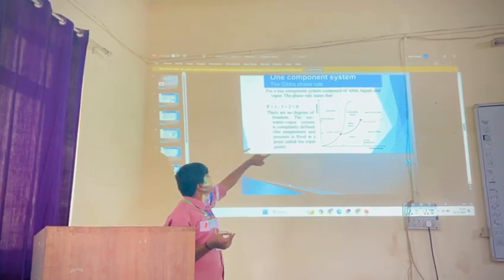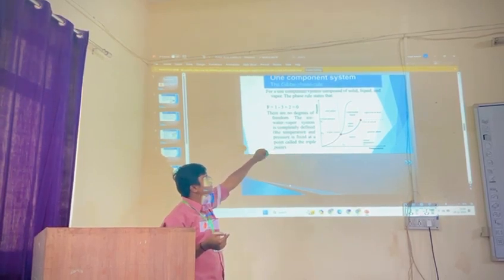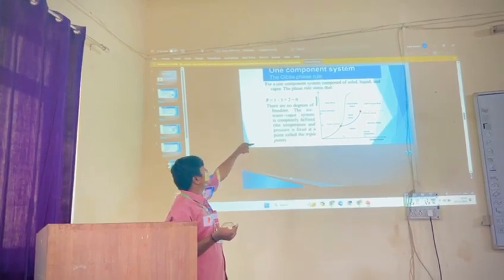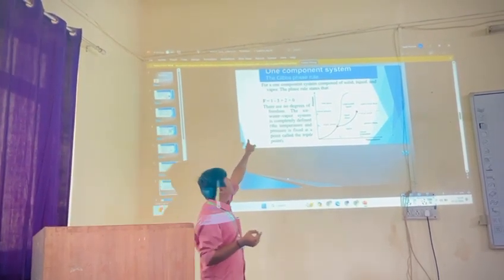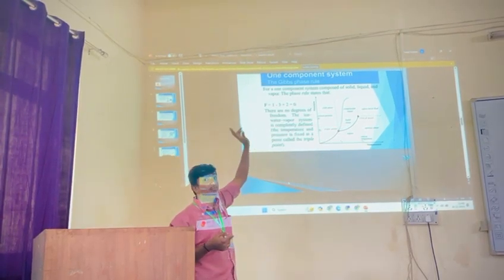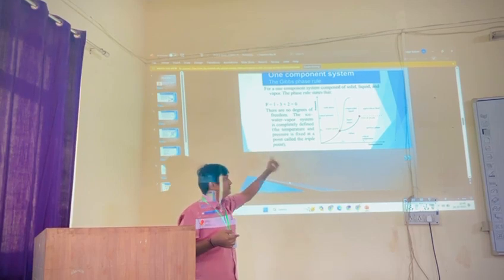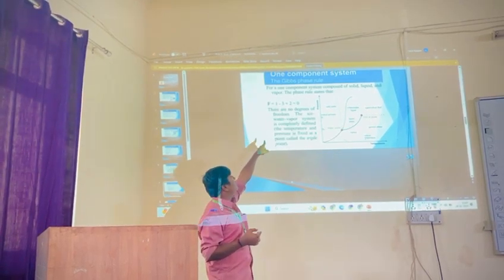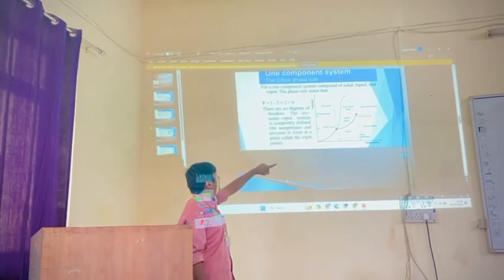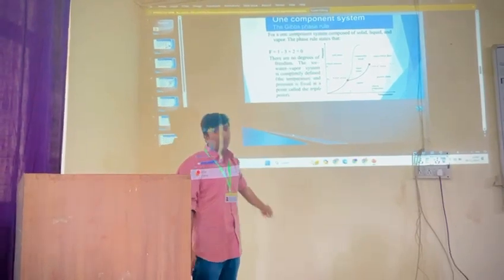Then in this case we need three phases: solid, liquid, and vapor. In this case, F equals 1 minus 3 plus 2, which is equal to 0. That means the three phases are present, and further the two phases, and further one phase. Then there is no degree of freedom. The ice, water, vapor system is completely defined, with temperature and pressure fixed at a point called the triple point.